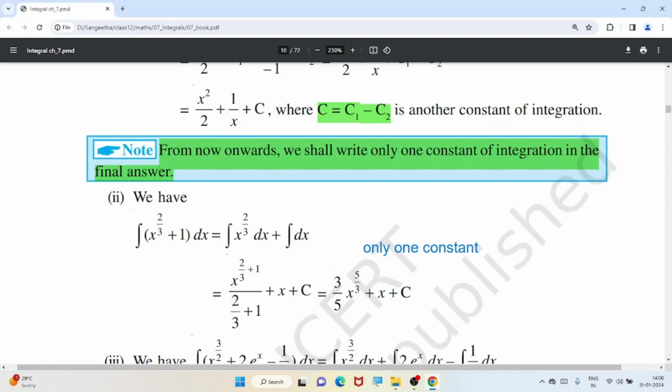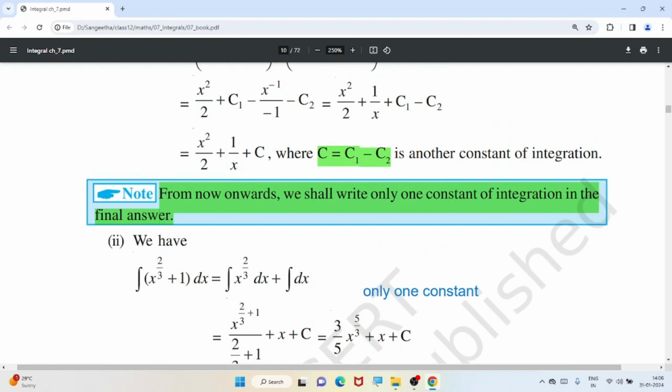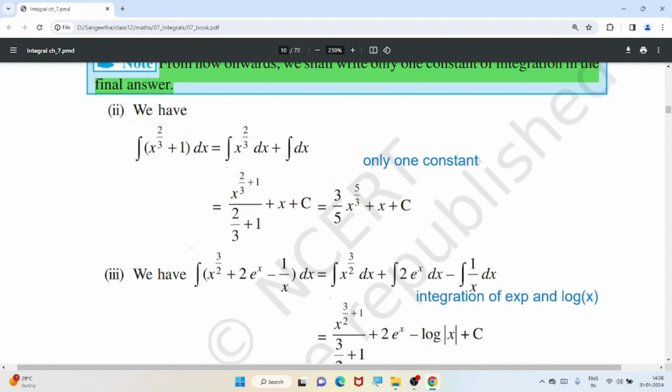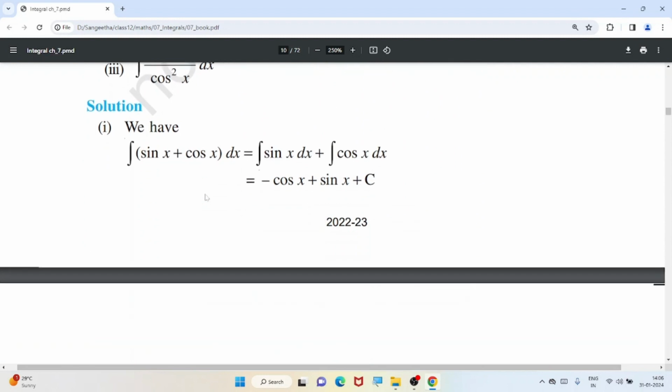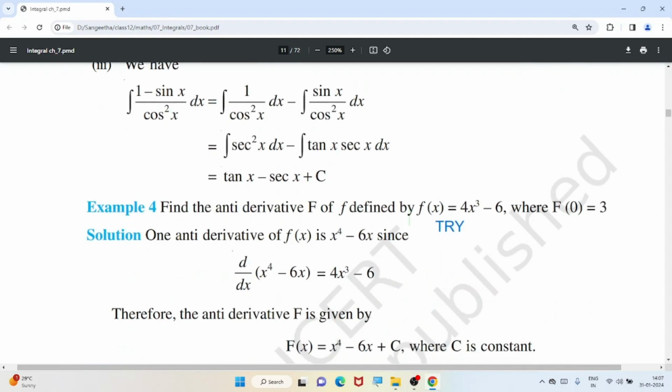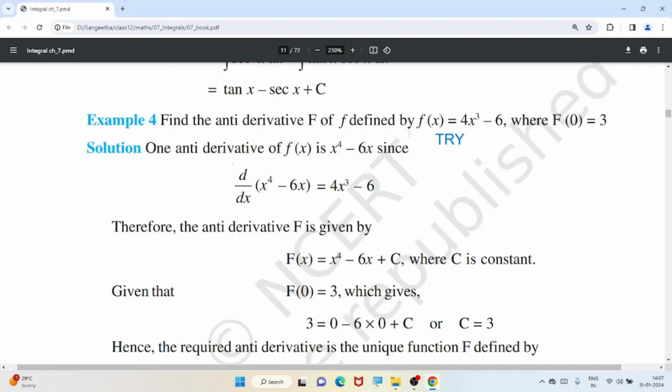From now onwards, we will use only one constant of integration, only one constant instead of using two constants. So for both these integrals we use only one constant here. This after integration, this after integration, we are using only one constant. This is the exponential and the log x, log x exponential. So you try this also.